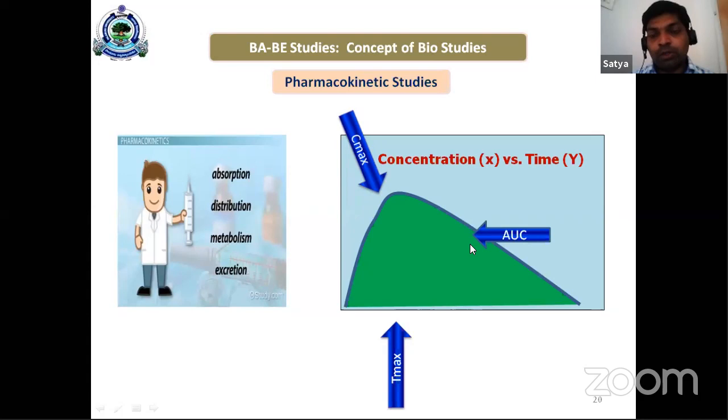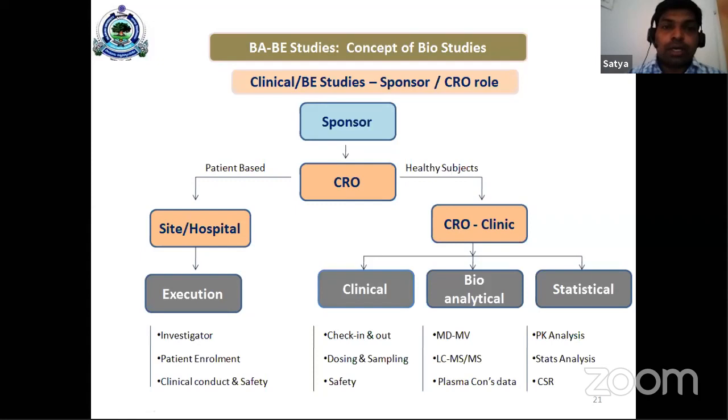So the agency is always interested in matching with the innovator by the 90% confidence interval of these two parameters, because these are the two physiological parameters, Cmax and AUC. You compare with the innovator, and you have to show both products are equivalent within the 80 to 125 concept. So let us see how the BA/BE studies will be conducted.